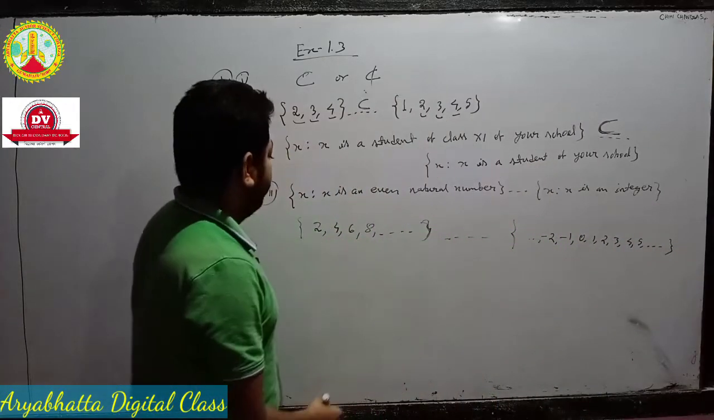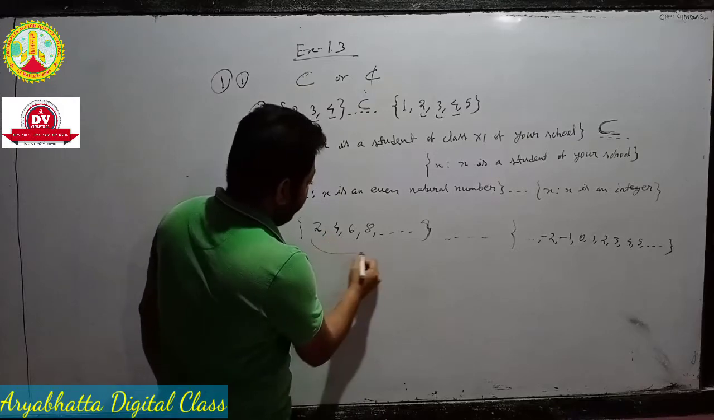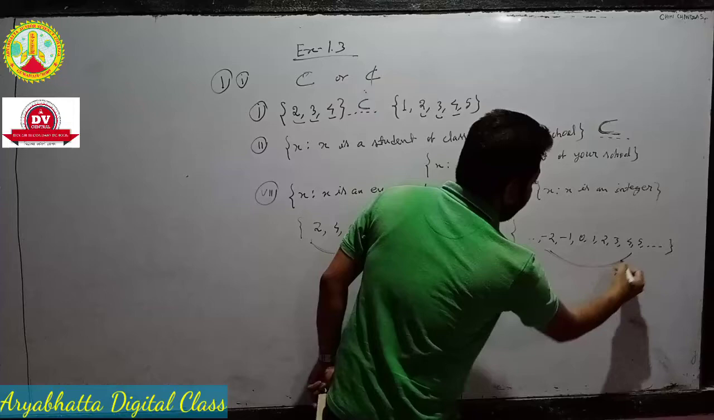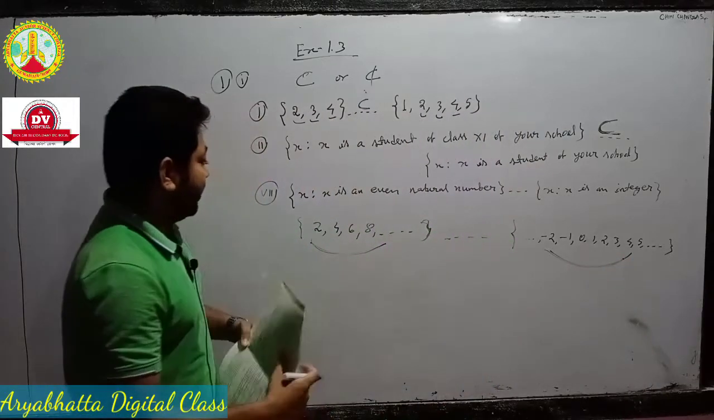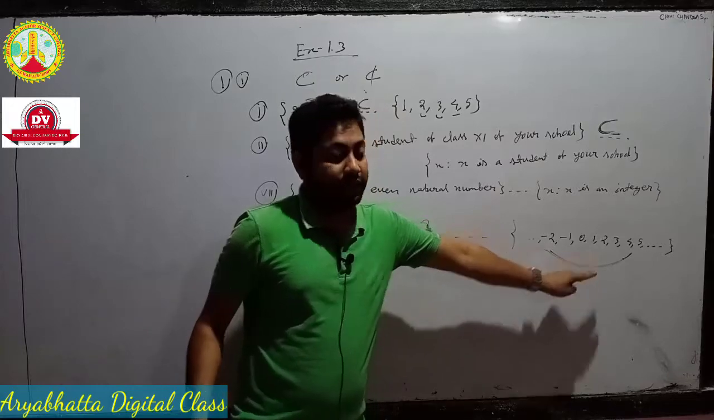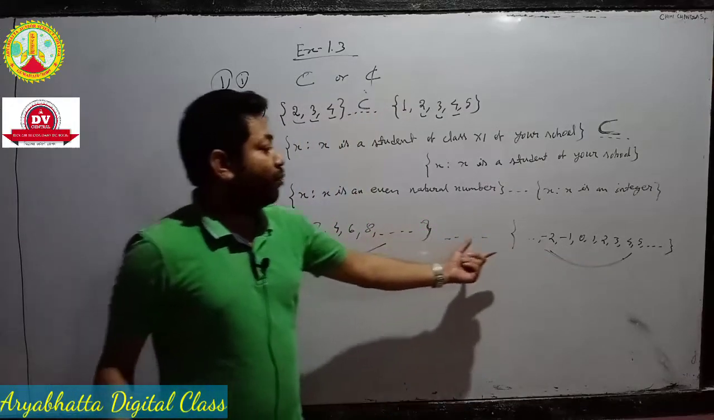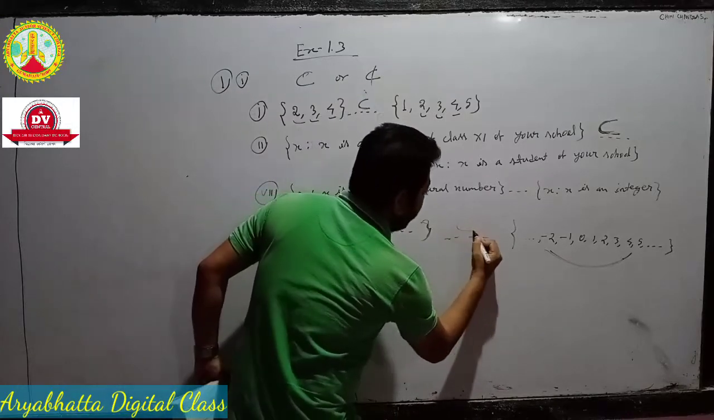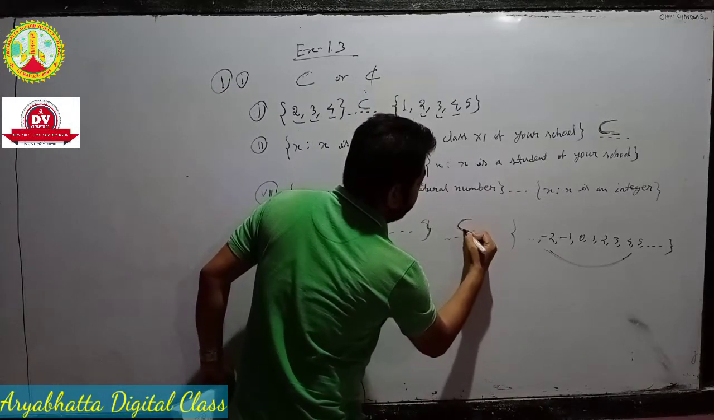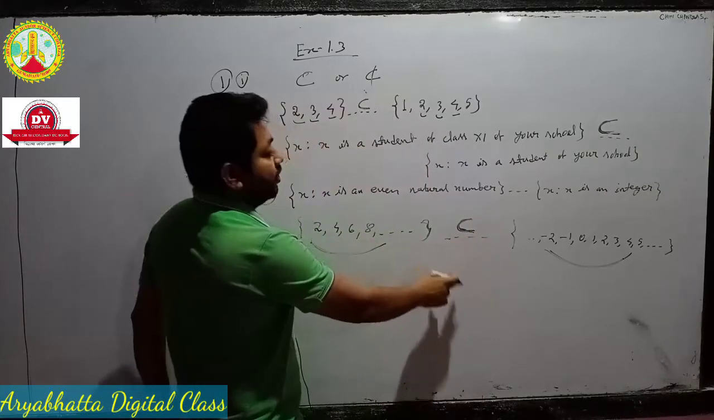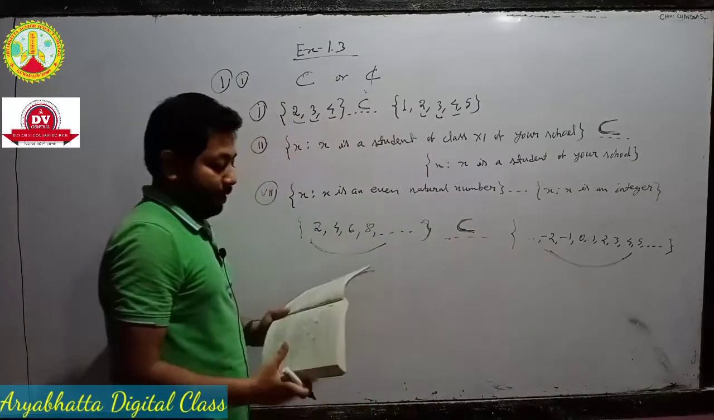Here, every element of the first set is also an element of the second set. Therefore, this set is a proper subset of the second set. Therefore, we can write the first set is a proper subset of the second set. This symbol is called proper subset.